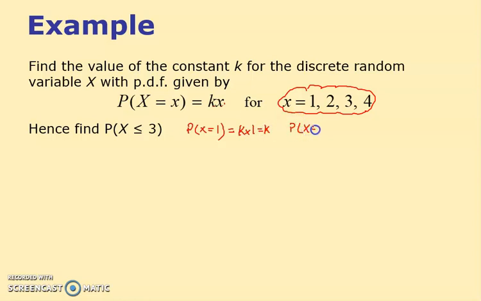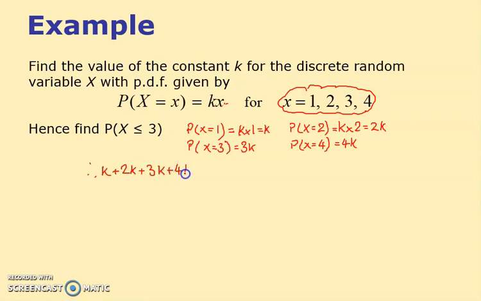Probability that x equals 2 then is k times 2. Notice the x is the thing we sub in. So that's 2k. You can do it for 3. Probability x equals 3 is 3k. And the probability that x equals 4 is 4k. Okay, so they sum to 1. So therefore, k plus 2k plus 3k plus 4k, the 4 possible probabilities must add up to 1.